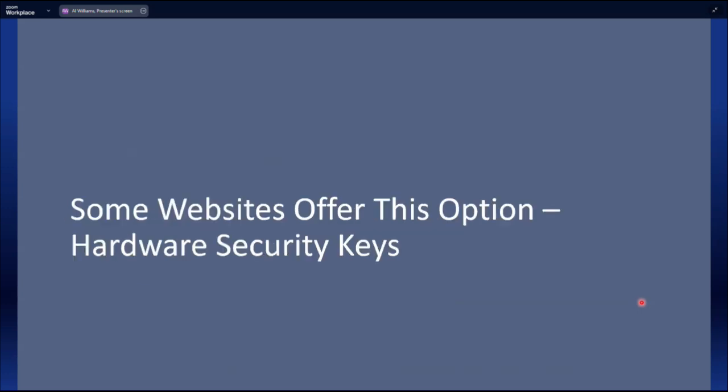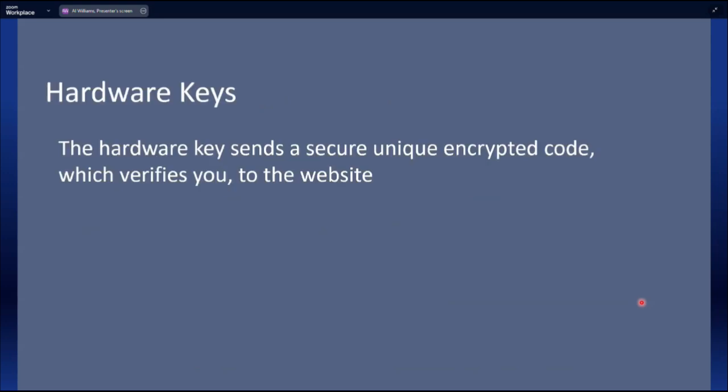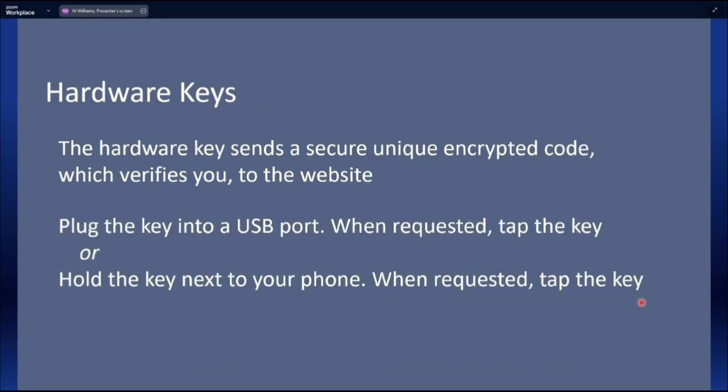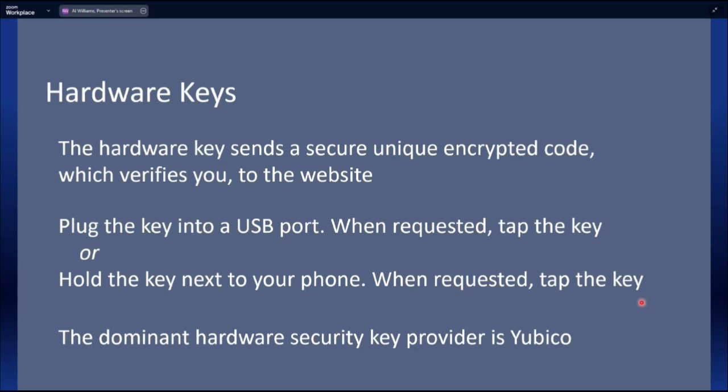So some websites offer another option to help you protect your information. They offer hardware security keys. The hardware key sends a secure, unique encrypted code, which verifies you to the website. The way it works is you plug the key into a USB port, and then when the software on your browser says tap the key, you do so. Or you hold the key next to your phone, and when requested, you tap the key. The dominant hardware security key provider is Yubico. It's not the only provider, but it dominates this space by a wide margin.